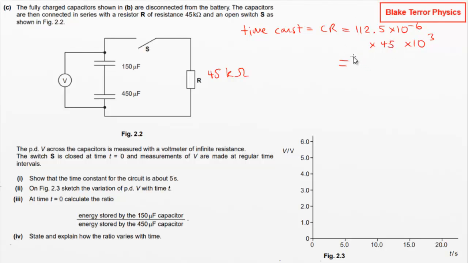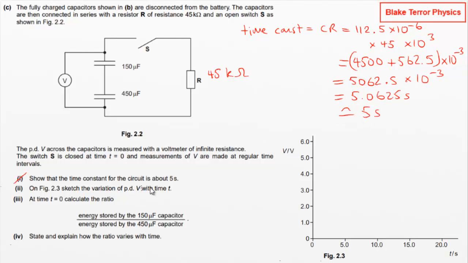Let's just go through these in bits. We're going to have 4,500. That's multiplying it by 100. Then we're going to have another 450 plus 90 plus 22.5. So that's going to be 562.5 multiplied by 10 to the minus 3. So that is 5062.5 times 10 to the minus 3, which is 5.0625 seconds, which is roughly 5 seconds. So showing that. On figure 2.3, sketch the variation of PD V with time.